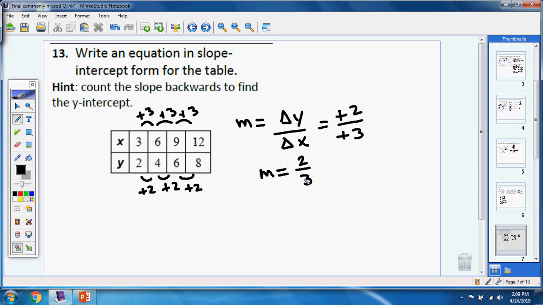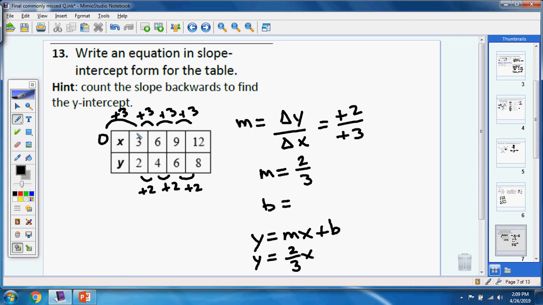And once I know my b, then I can put my equation together. My equation, again, is going to be y equals mx plus b. So that's going to be y is equal to 2/3 x, and then we got to find that last part right now. So again, the hint is to go backwards. So I need to get to x is 0. And if I'm counting by 3s, if I go backwards, that would actually get me to my 0 that I want.